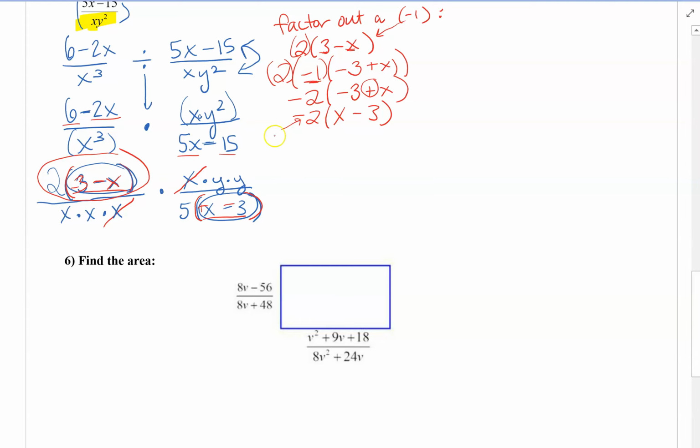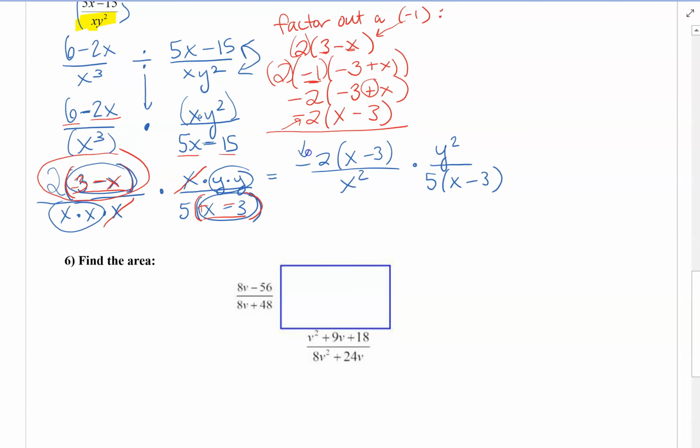Okay, so now what do I have in the numerator? Now I have -2 times x minus 3, all over, well, now I have x squared, right? I had x cubed, now it's x squared, times y times y, so y squared, over 5 times x minus 3. And now that I've taken out that -1 and recognized that this really contains a factor of x minus 3, that's a common factor that I can now divide out to equal 1, or cancel out. And so the remaining factors in my numerator would be -2 times y squared.